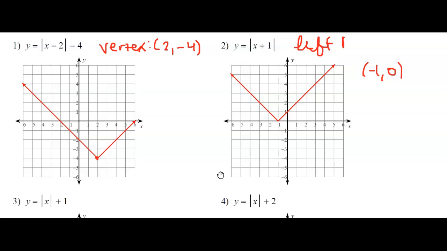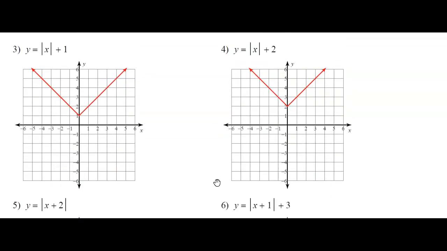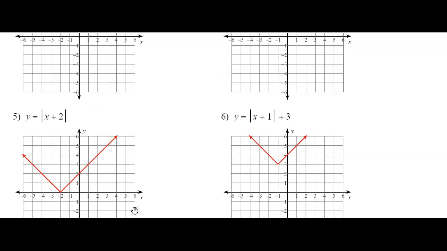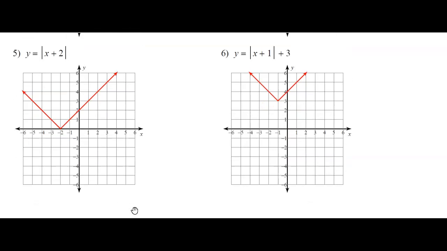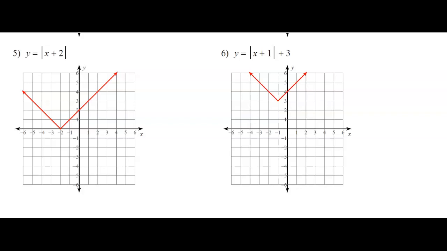Okay, down in 3 and 4. In 3, the 1 is on the outside, therefore it's shifted up 1 unit. The 2 is on the outside, so it is also shifted up 1 unit. And then in the next one, our values are on the inside for number 5, so that takes your vertex to the left 2 units. And in number 6, your vertex is (-1, 3), so it takes you left 1 unit and up 3 units.